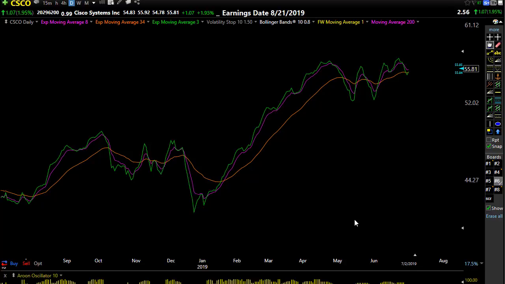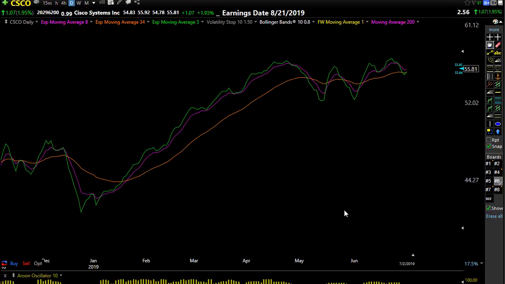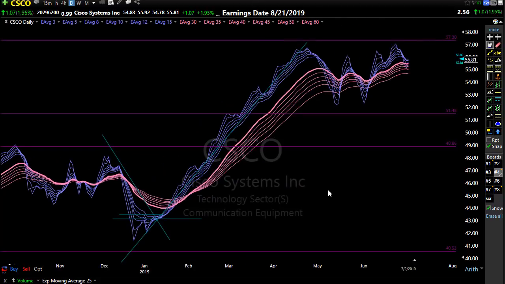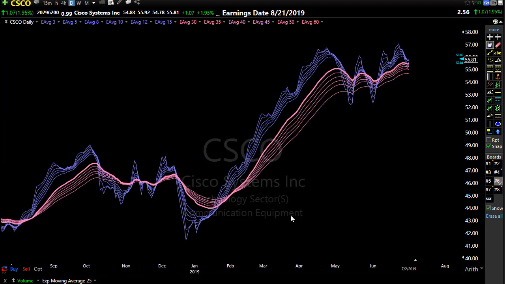Okay. Now another chart that could be helpful to you guys. It looks really complicated and it looks really impressive, but it's actually very simple. This is a Guppy chart. The guy that came up with this, his last name is Guppy. And he would look at a chart like this with all these moving averages.